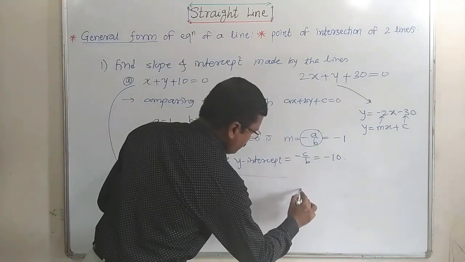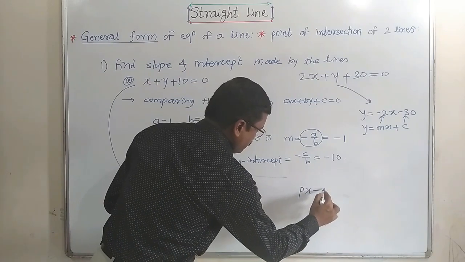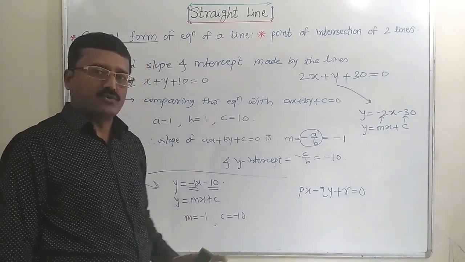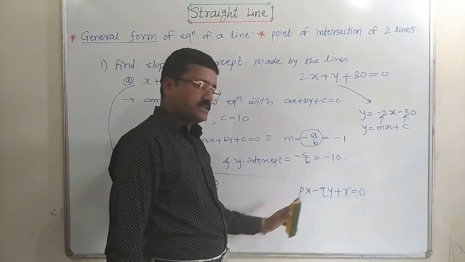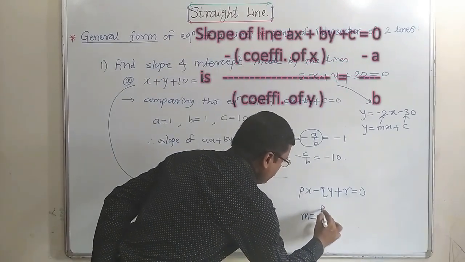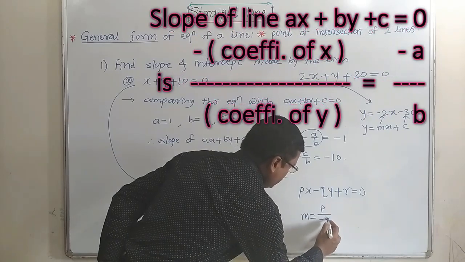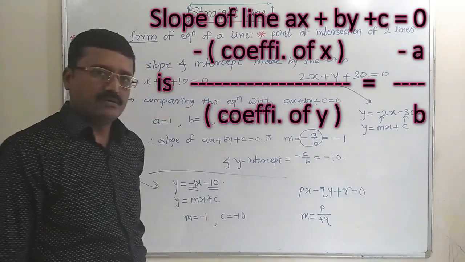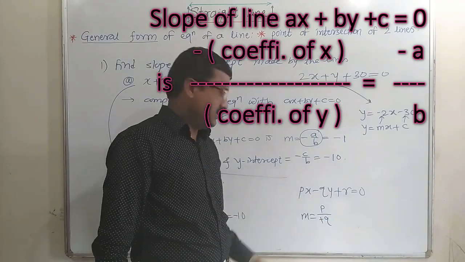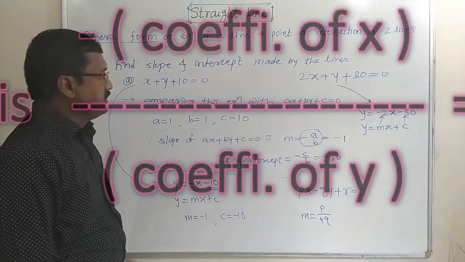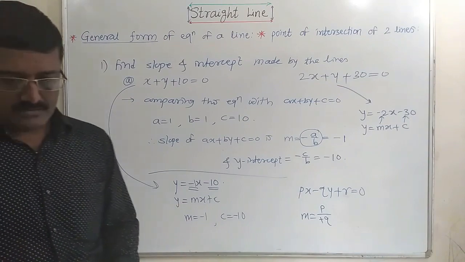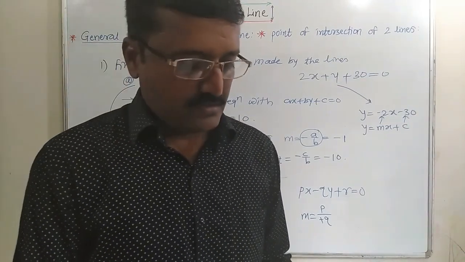Suppose the equation of the line is px minus qy plus r equal to 0. And how to write the slope of the line directly? Take the ratio of these two coefficients and take its negative sign. That means the slope will be p upon minus q, and its negative will be plus. So it is the negative ratio of the coefficient of x and the coefficient of y that will give us the slope of the line. Is it okay? Now let us see another example.